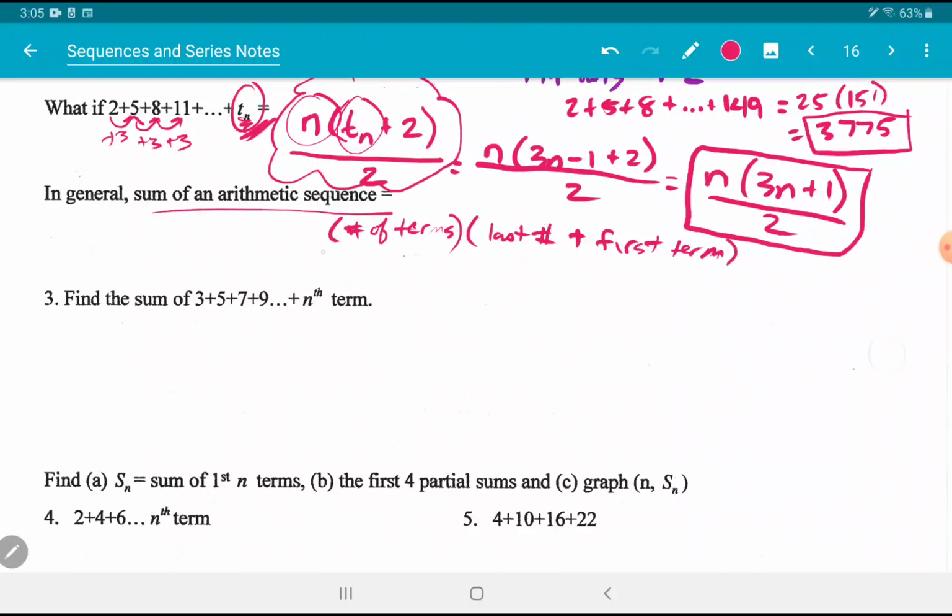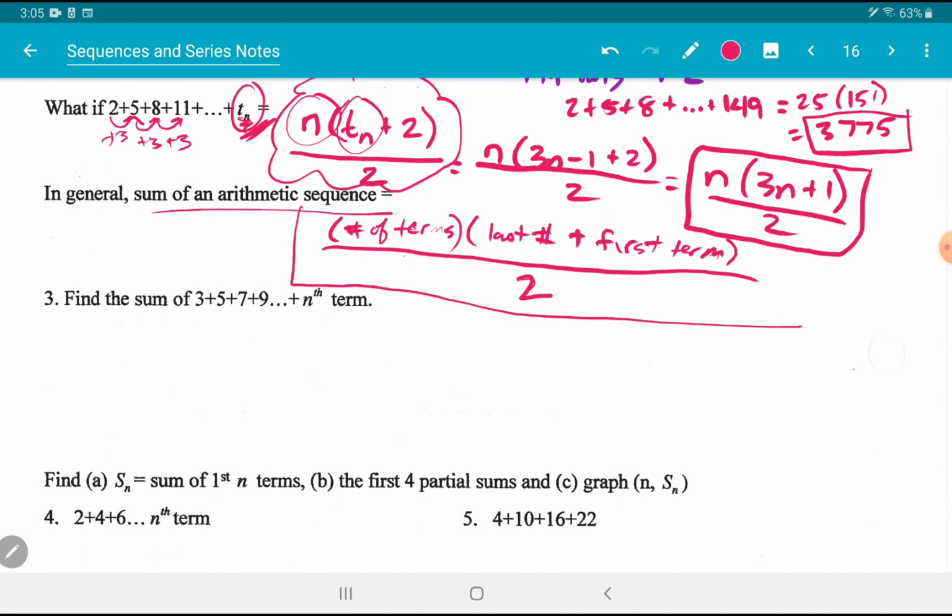First term. Okay? All divided by, they all had something in common. They were all divided by 2 because you wanted to cut the rectangle in half. You didn't want 2 triangles, you only wanted 1 triangle. So you always divide it by 2. Okay, so this is our formula for the sum of an arithmetic sequence.